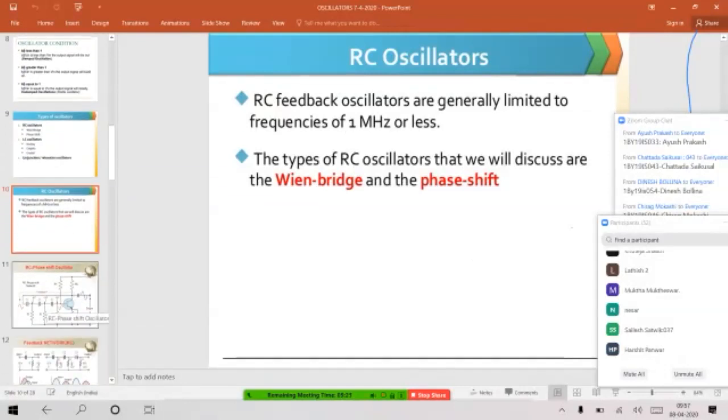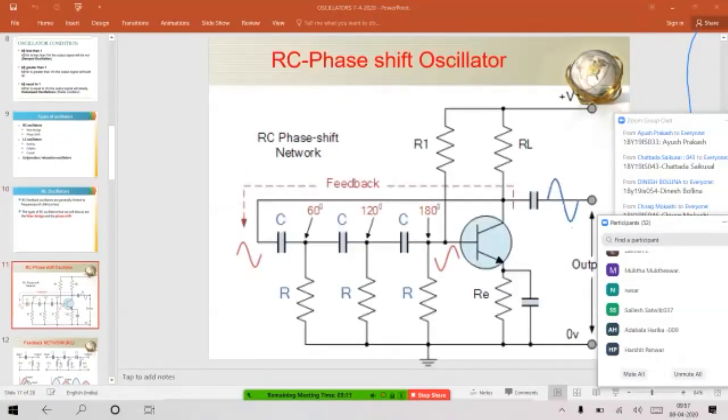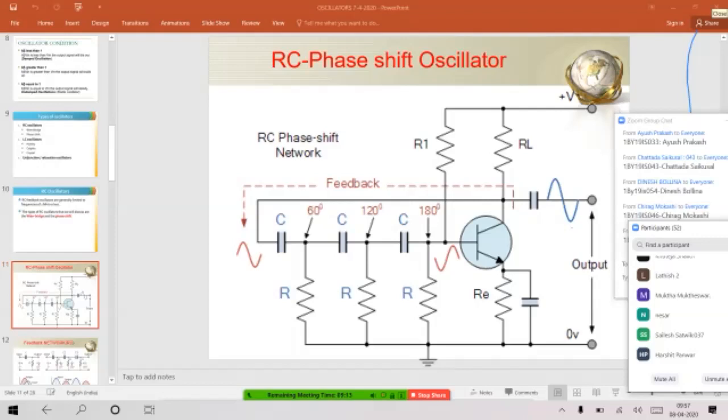So how does the RC phase shift oscillator look? This is the circuitry. Please just observe the circuitry. We call it the RC phase shift oscillator circuitry. This is a practical circuitry that is used in almost all low frequency generators or signal generators. This is possible with RC phase shift oscillators.